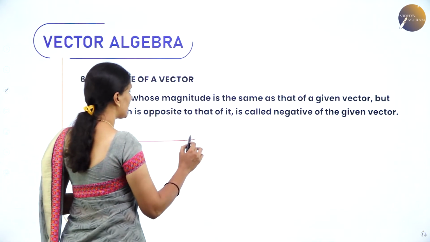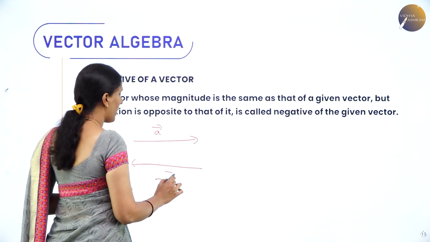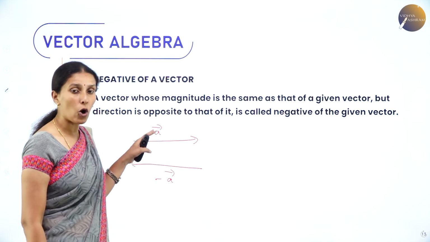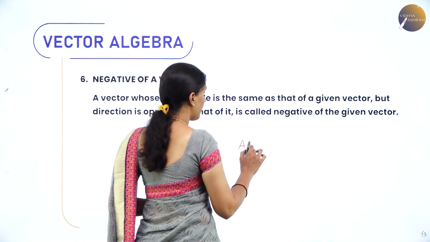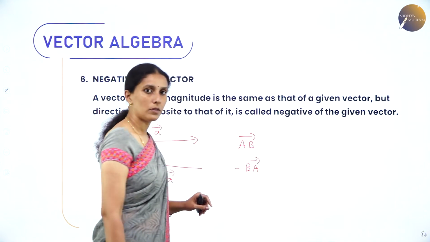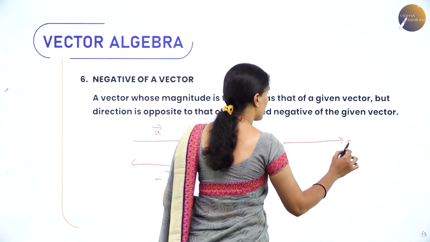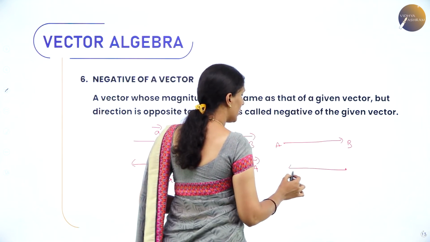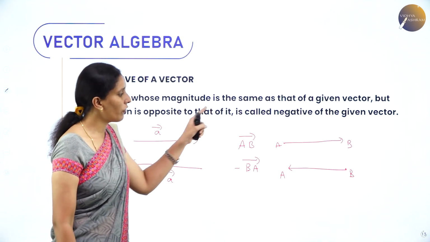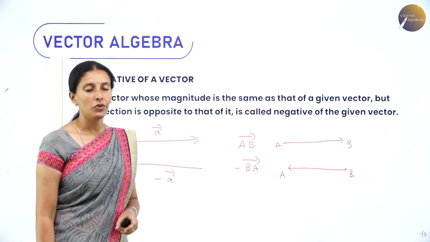Suppose I write vector A here, then this is called minus vector A. Their magnitude is the same, but the direction is exactly opposite. When I say vector AB, I can write this as minus BA also. Here the vector goes from A to B, and when I say B to A, it is like this. It is exactly opposite to the direction of vector AB. Their magnitude is the same, but their directions are opposite to each other.